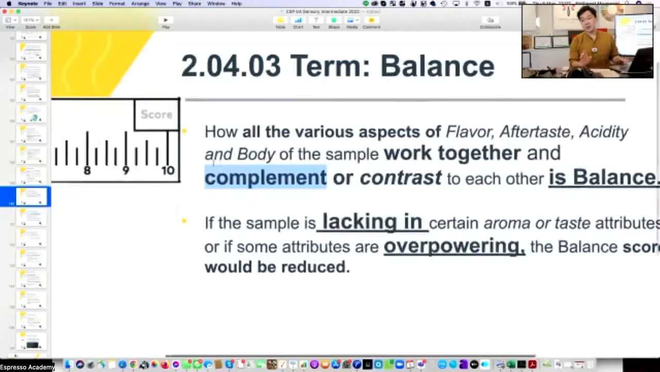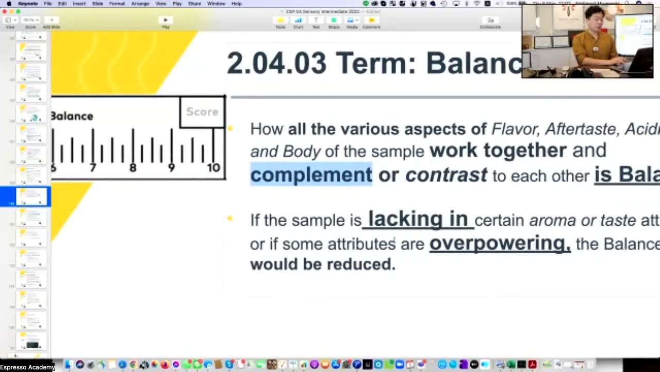The balance score is, like I said, if you think it's specialty, it's 7.5. If it's not, if below 7.5, you can score it lower. Lacking, as in it's only sweet, with no acidity or nothing else to make it more interesting, then it could just be 7.25 or 7.5. But if it's overpowered, too sour, then definitely the score would go down.